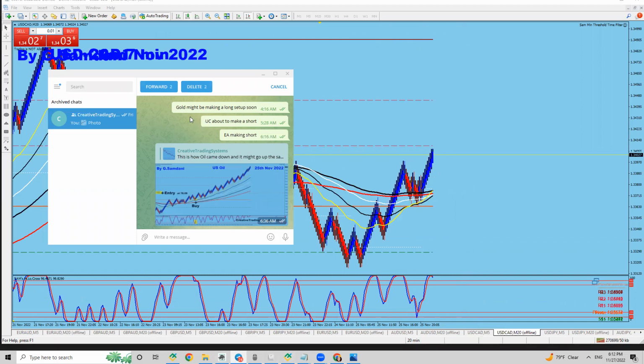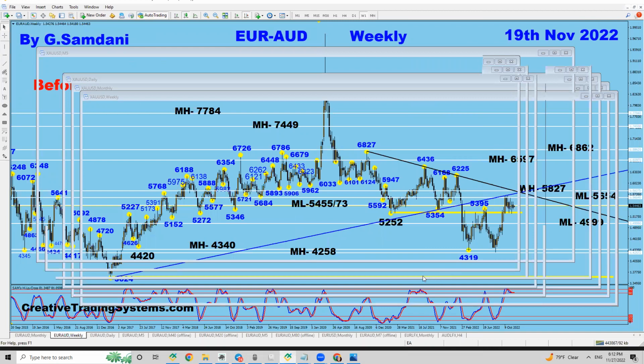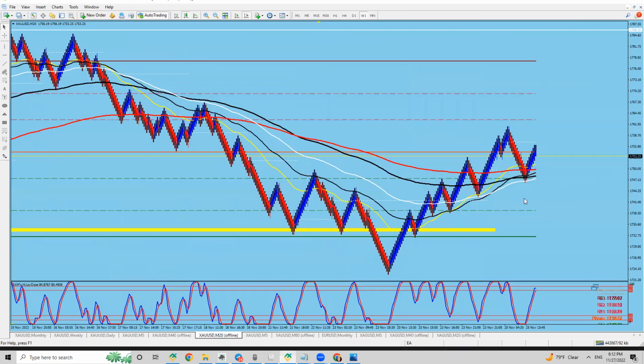So let's go. Now, next is the gold might be making a long setup soon. Now, gold was making a long setup, and let me show you if I can go to the gold chart. And the setup was there, but the market closed. So I opened the trade, this is the setup, and the trade is still open. Okay, and the SL is right there, that is on my other computer. The trade is open, right? So this is on the 25th.